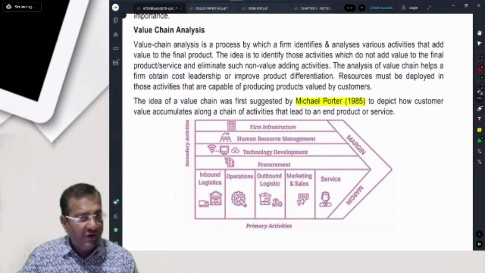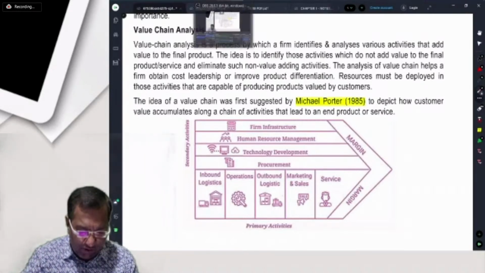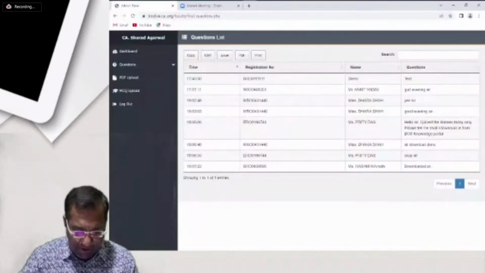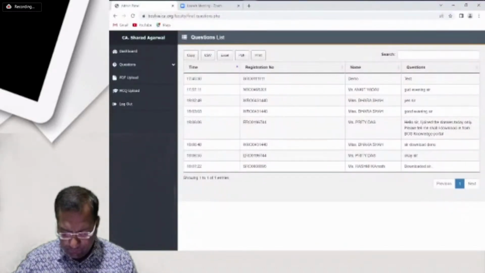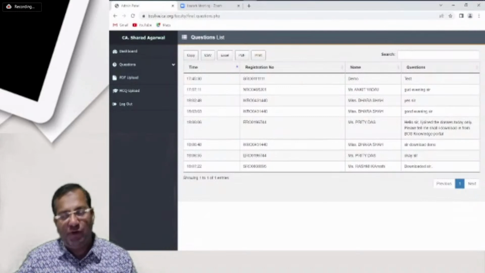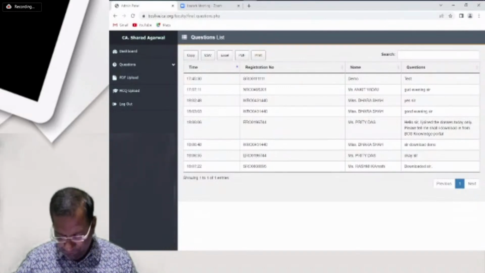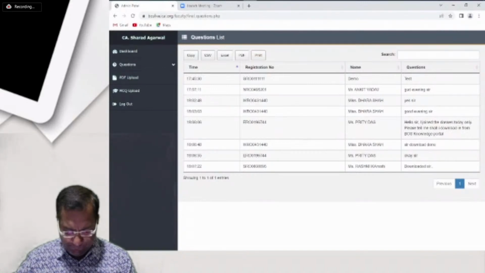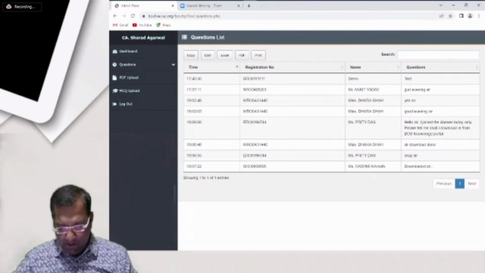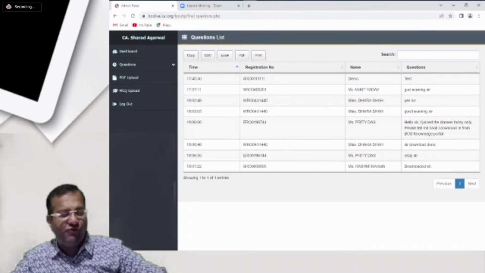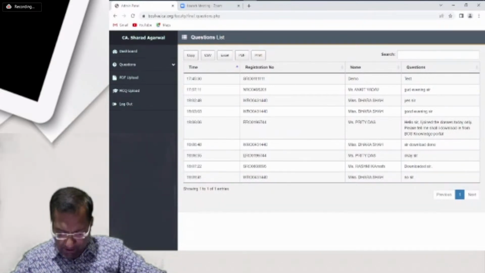Okay, beta? Have we written the meaning of value added and non-value added activity? Please communicate to me, beta. Have we written the meaning of value added and non-value added activity? I'm waiting, beta. Please revert. Any student? Okay, please write down, beta.